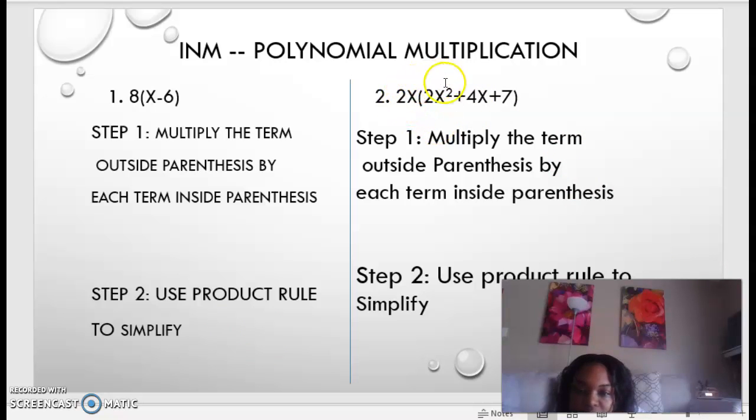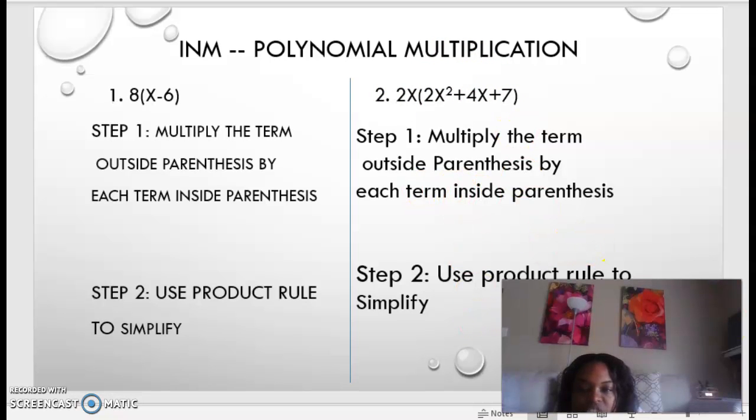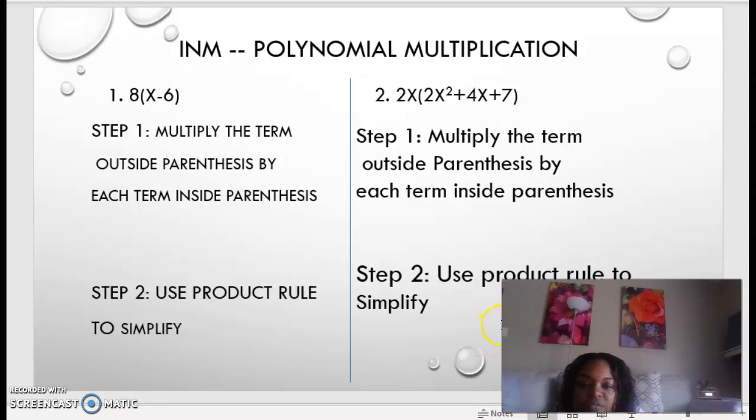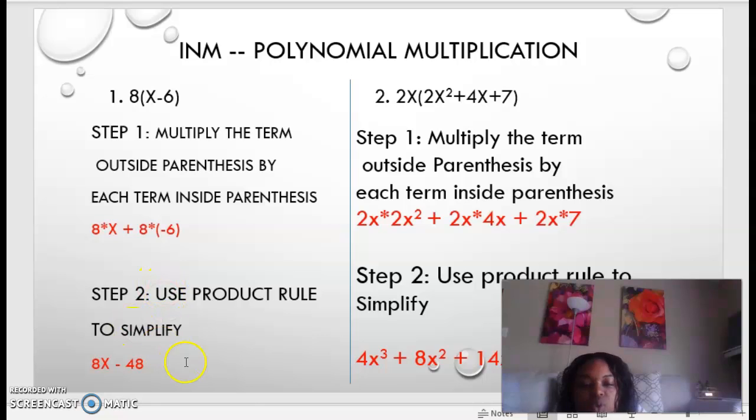This second problem, we're doing the same thing. We're multiplying this 2x by 2x squared, then the 2x times 4x, and then the 2x times 7. So the steps are the same here. It just takes more work because it's a longer problem with more terms. Then I tried to give you the first slide so that you can just look over it and try to work through it on your own, looking at the steps. And then the second slide was where I go over the answers so that you can check your work to see, okay, yes, I understood the steps correctly, or no, I didn't understand them correctly.